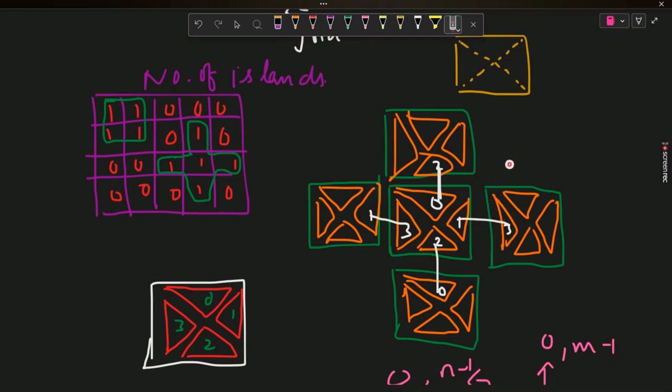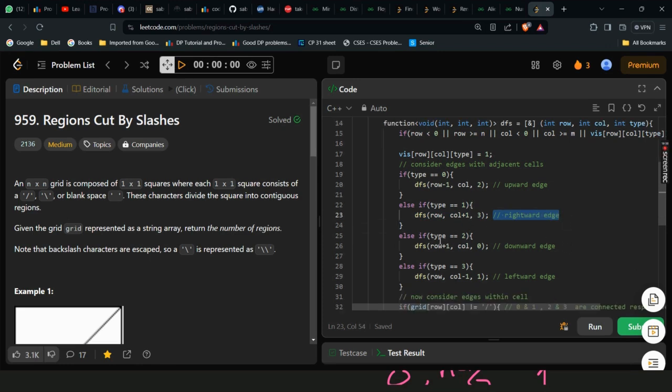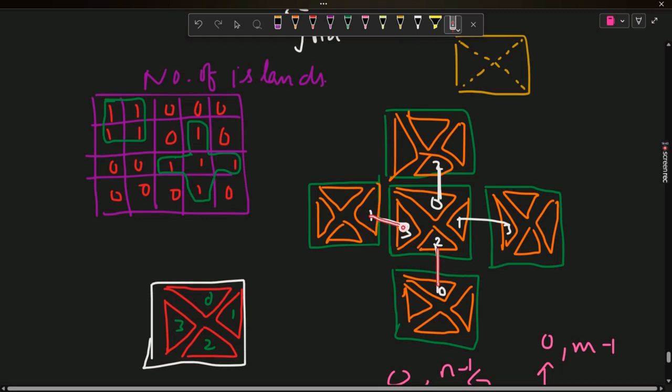Basically this is the right cell, that means the row is still the same, the column is incremented, and the type is now 3. I have called the DFS on this particular node. This I am considering the rightward edge. Similarly for type 2 and type 3, I am considering this edge and this edge.